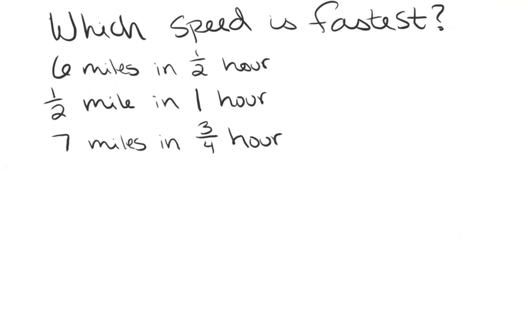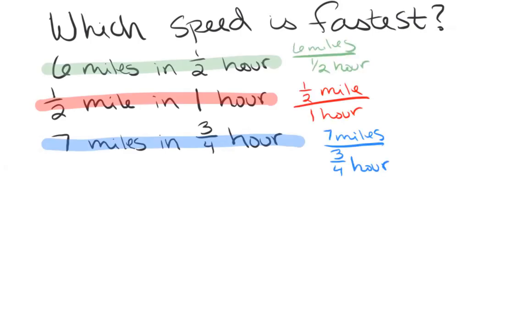In this example, I want to know which speed is fastest: 6 miles in half an hour, a half mile in 1 hour, or 7 miles in 3/4 of an hour. I can write each of these as a rate. Now that I have them written as fractions, the easiest way to compare rates is by converting them to unit rates. Take a moment to note that I put miles in the numerator for every single one of these rates and hours in the denominator for every single rate. Be sure that what we have in the numerator is the same unit for each of our rates.